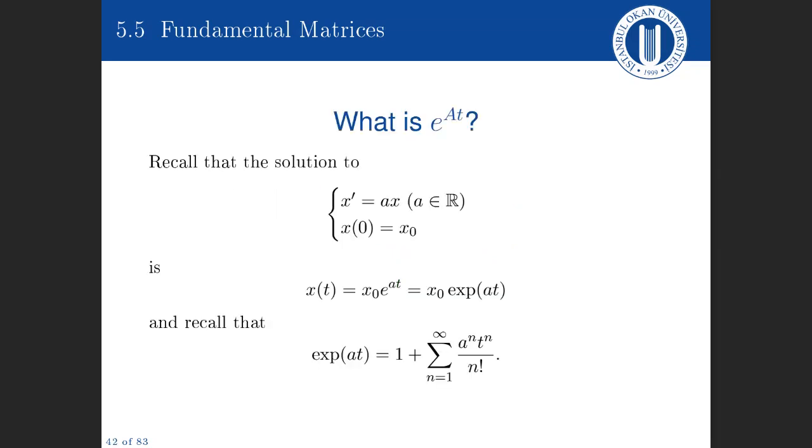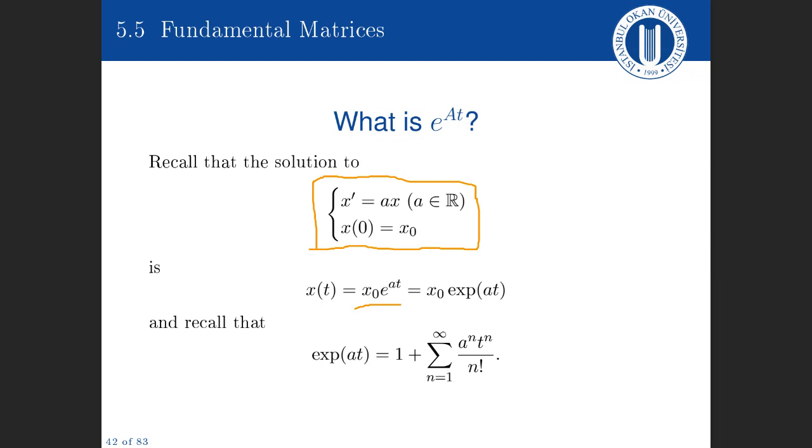Next idea. What is e to the power of a matrix multiplied by t? Now, if instead of a matrix we just had a number here, e to the power of a t, we know that's the solution to this initial value problem. The solution to x prime is equal to a x, where little a is just a number, x at 0 is x0, is just x0 e to the power a t.